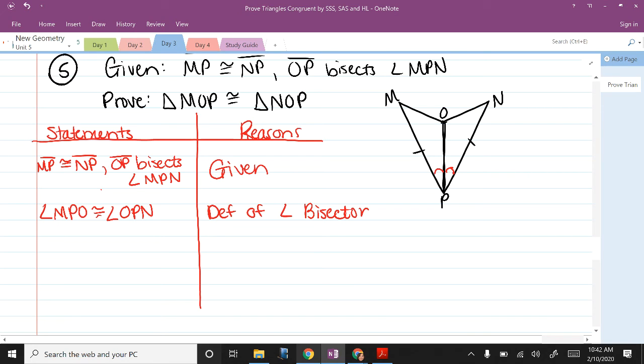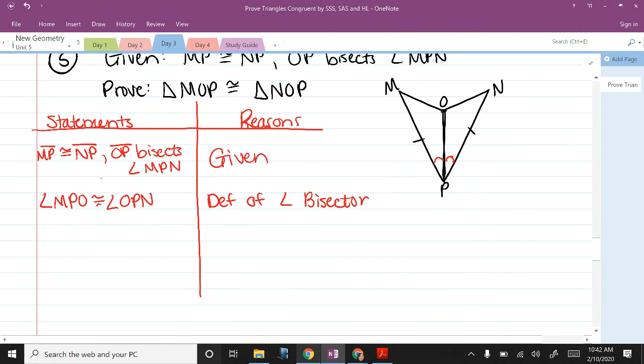Is it bisected an angle? If you just write definition of a bisector, that's perfectly okay. I was just trying to be specific. All right. Can I say anything else is congruent in my figure? Look carefully. Well, I'm trying to prove that triangle MOP, this left triangle, is congruent to NOP this time. OP is congruent to OP.